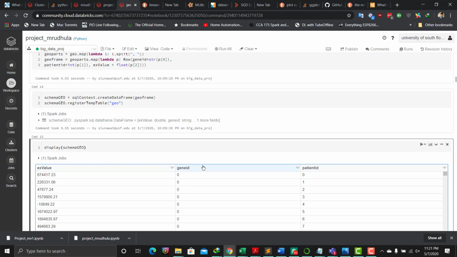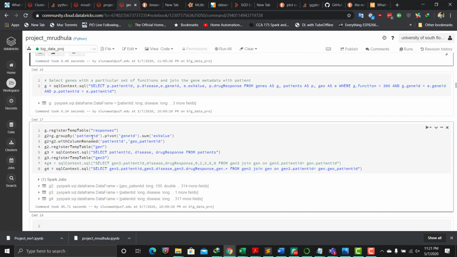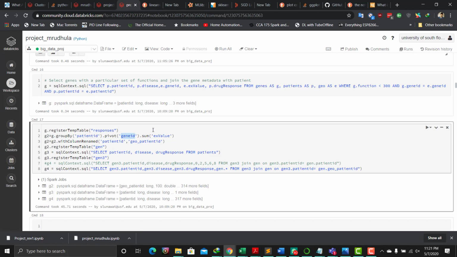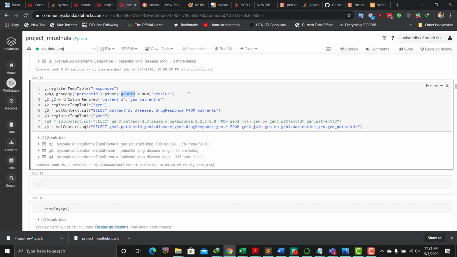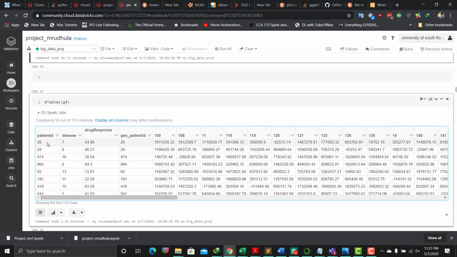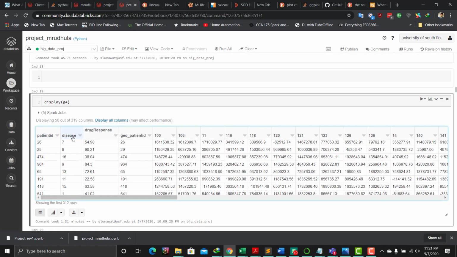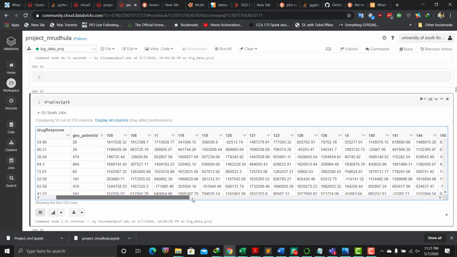So in order to create a greater data set from this, we pivot the data on the gene ID such that rather than being a column itself, all the individual genes are transformed into individual columns, which you can see right here. You can see I have the patient ID, disease, drug response, and we have all these genes and their expression values in the form of a pivot.